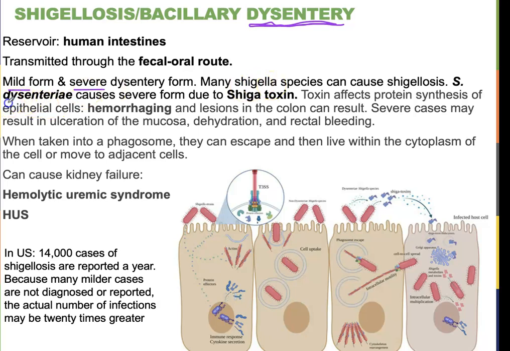Shigella dysenteriae, this specific species, is the most severe form of shigellosis, and this is because this species of bacteria does make something called Shiga toxin. This toxin affects the protein synthesis of your epithelial cells. They basically can't make proteins anymore. It damages them, and then you have this bleeding, hemorrhaging, and lesions in the colon that can result from that.